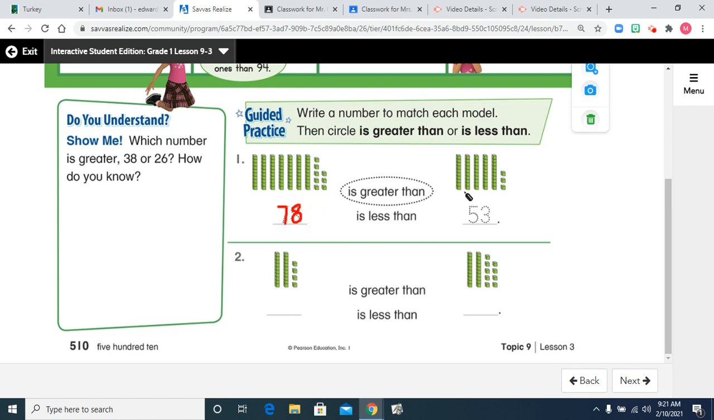All right. The next number, let's count by tens again. 10, 20, 30, 40, 50, 51, 52, 53. All right. 53.